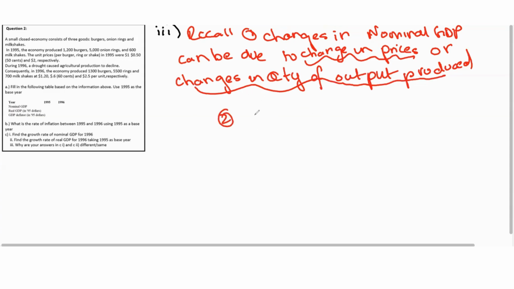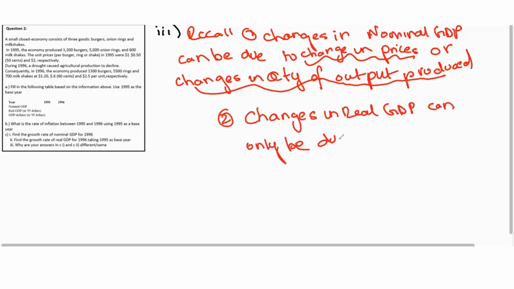But changes in real GDP, because real GDP is calculated using current year's output at constant base year prices. Whenever you're calculating real GDP for any year, you're using the same base year prices. The only thing that can change real GDP is changes in output, right? So changes in real GDP can only be due to changes in the quantity of output produced. This is the key thing to remember. That is what real GDP allows us to do.